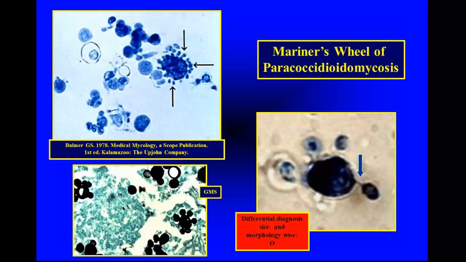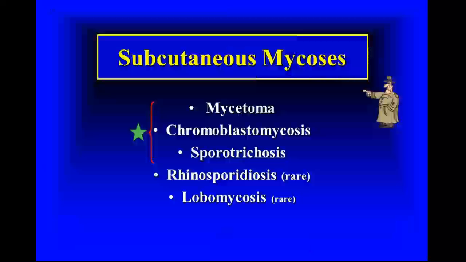Nothing looks like this in infectious disease, and that is a huge mother, 16 microns average, could be up to 50, with as many as 20 little children attached by a very thin neck. Okay? Differential diagnosis, size and morphology-wise, zero, nothing. There's no way to confuse this. We're done with the deep and systemics.